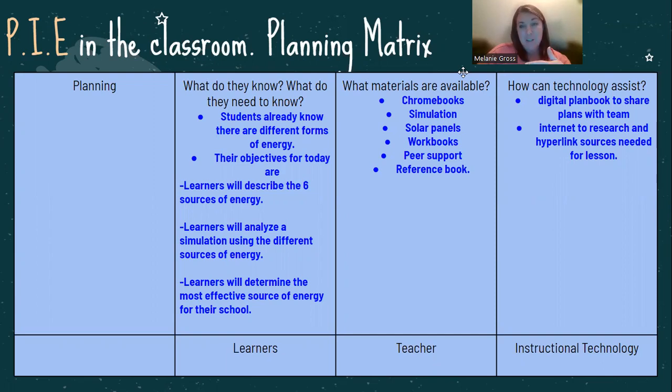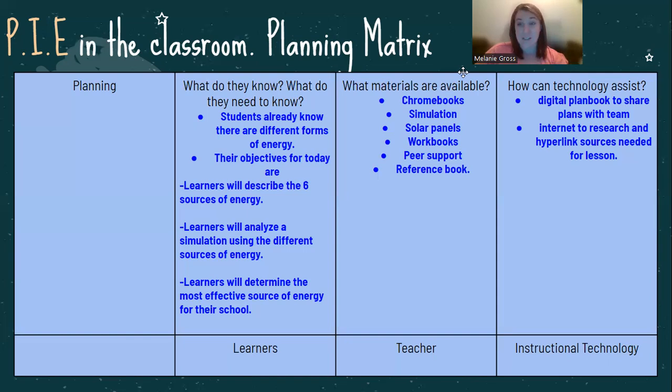For the learners, I just said, what do they already know? My students already know about different forms of energy, and I have listed their objectives for what do they need to know based on this lesson today. What materials do I have available to teach the lesson? I have Chromebooks and a simulation app that I can use for the digital components of this lesson. I also have support with solar panels and different pieces of technology they can use to build. We have workbooks, we have peer support in our classroom, and we also have a reference book.